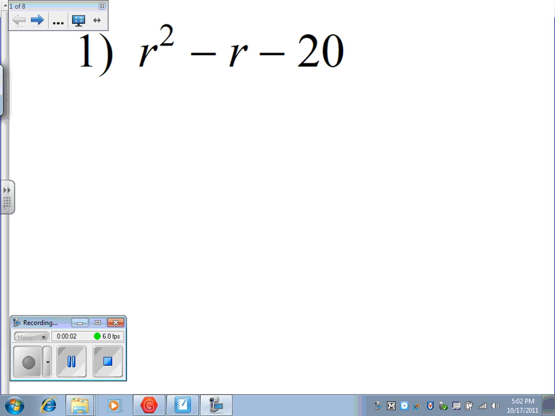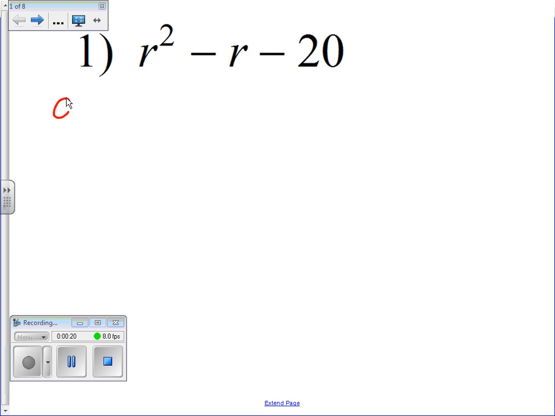Okay, to factor this expression, I'm going to do the product sum method. Why did I choose the product sum method? Because I noticed that the coefficient of r squared is 1. If I think of my r's as x's and think of the quadratic ax squared plus bx plus c, a is equal to 1 in this case.